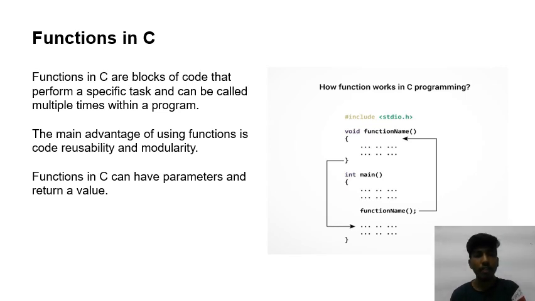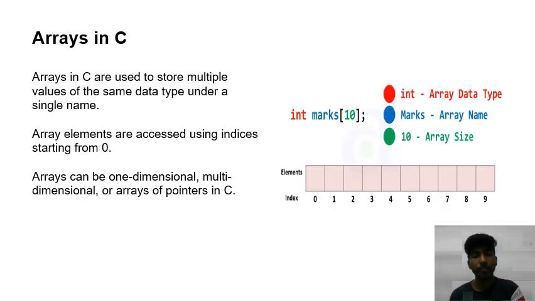Functions in C. Functions in C are blocks of code that perform a specific task and can be called multiple times within a program. The main advantage of using functions is code reusability and modularity. Functions in C can have parameters and return a value.